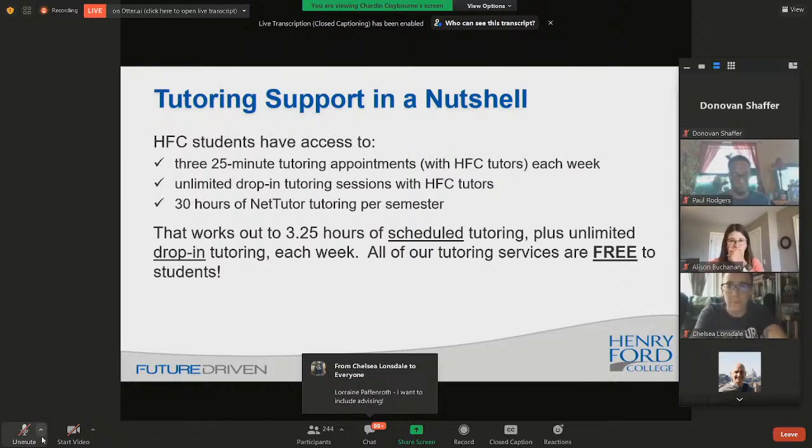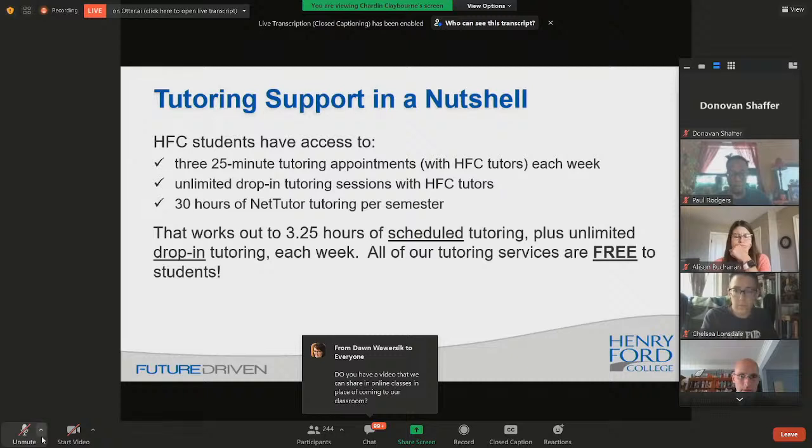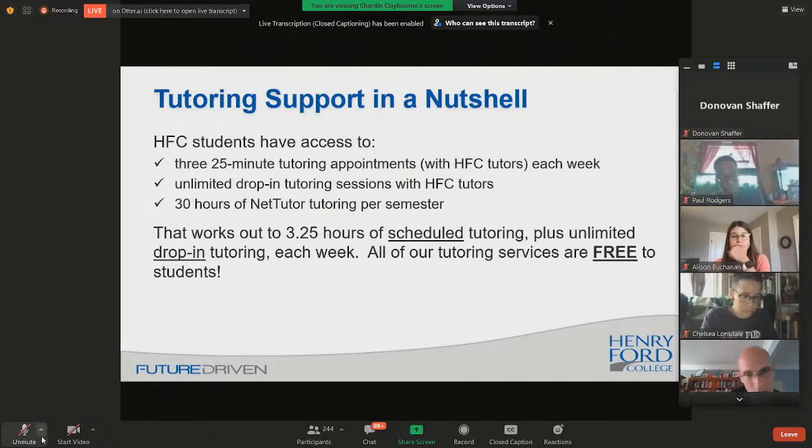Basically, students have these options for tutoring at HFC. We have three 25-minute tutoring appointments each week. We have unlimited drop-in tutoring, and that's on a first come, first served basis. And we have 30 hours of NetTutor that is allotted per semester. And again, all of these services are provided at no additional cost to students. It's already wrapped into their tuition and their fees. I have free here. I don't like to say free, because sometimes I feel like that gives the wrong impression, but it's at no additional cost. It's already paid for, so there's nothing extra that they have to do.